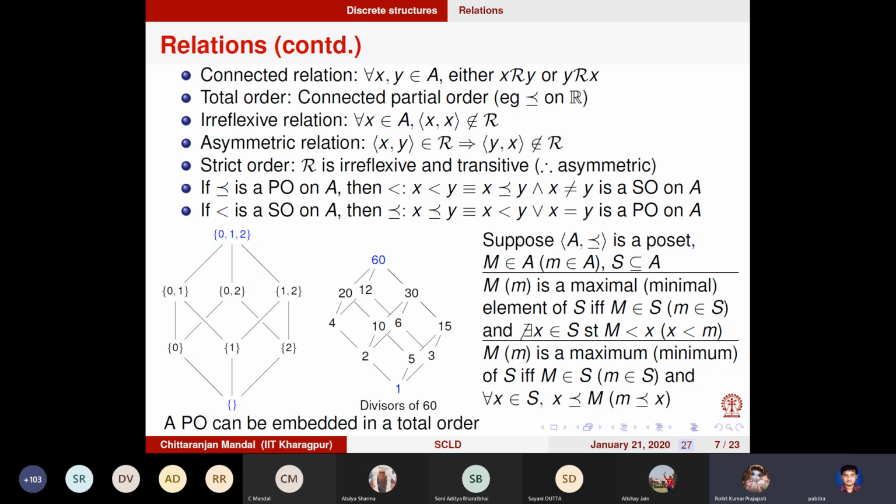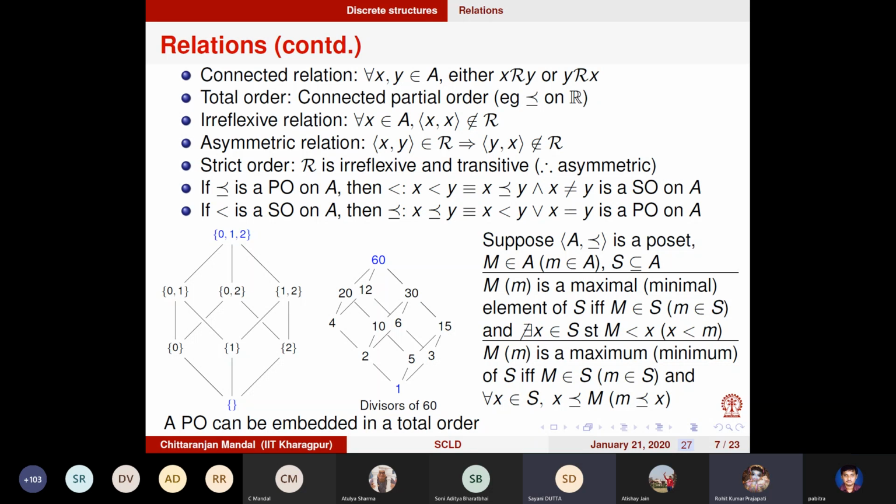For a maximum to exist in any set, forget about the lower bound set, any two elements should be comparable. Otherwise, there is no maximum. For example, 12 and 30 are not comparable. So you cannot find a maximum in the set 1, 2, 3, 6, 12, 30. You can only find a maximal element, because 12 and 30 are not comparable.